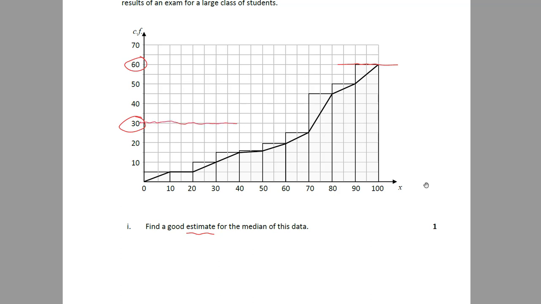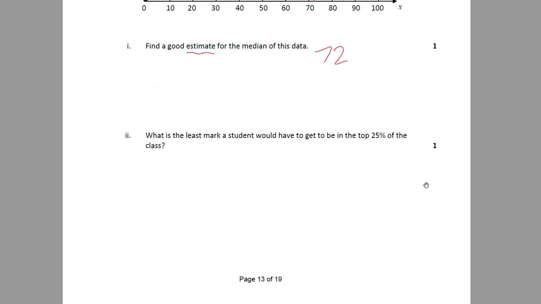So it's good enough to just say, look, half is 30. I don't have a ruler. The 30 goes across until it hits the ogive. And then that number comes down and, well, some might call that 72 and a half, some might call it 72, some might get 73, I'm a bit off. They're all good answers. I'm going to go with 72 on the line I drew, but that's my estimate of the median.